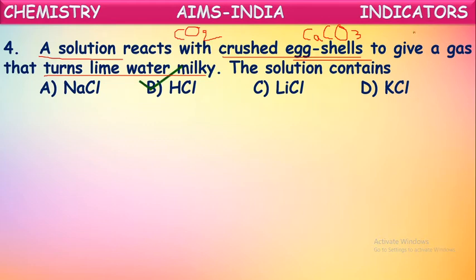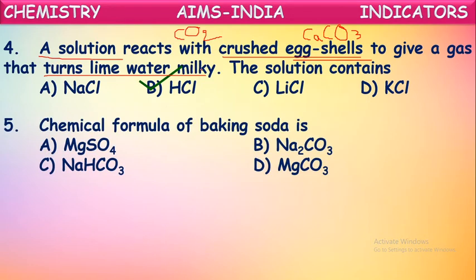So when this eggshell reacts with hydrochloric acid, it can produce a gas which turns lime water milky. Okay, HCl. Next one. Chemical formula of baking soda. What is it in baking soda? Baking soda is nothing but sodium hydrogen carbonate, or to say simply, sodium bicarbonate.